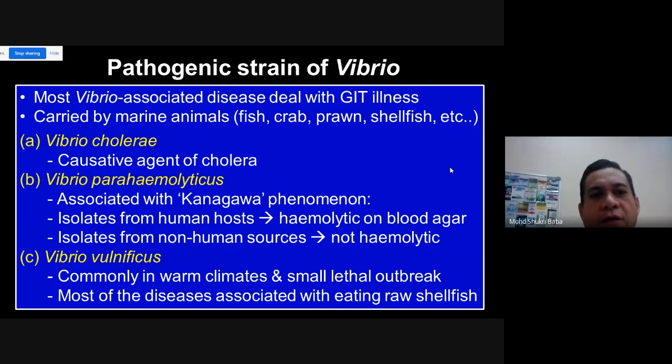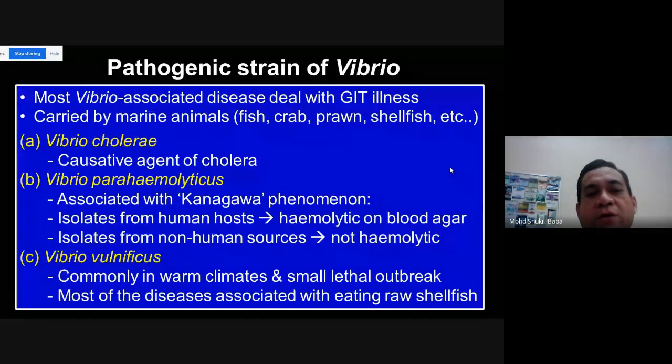The first of the strains is Vibrio cholerae, the causative agent of cholera, the disease known as taun. The second is Vibrio parahaemolyticus, which is associated with the Kanagawa phenomenon, where they are isolated from human hosts. If you grow it on blood agar, it will form a hemolytic zone, but it can also be isolated from non-hemolytic strains.